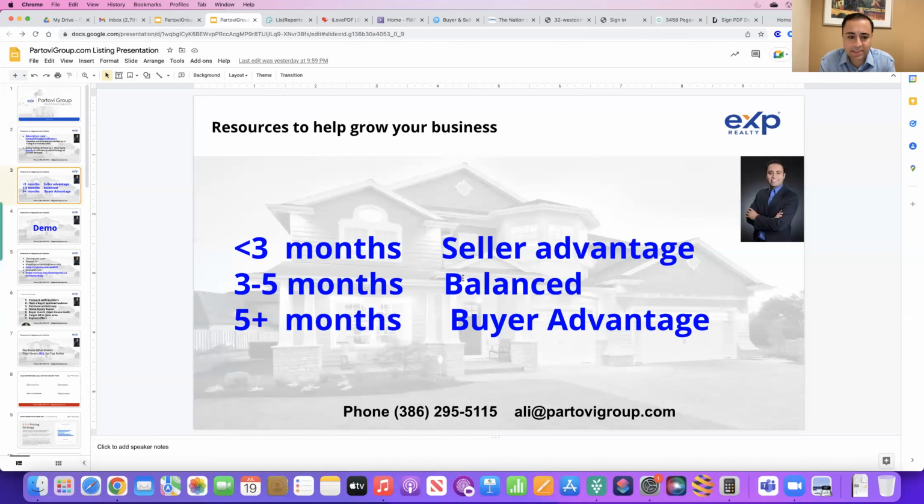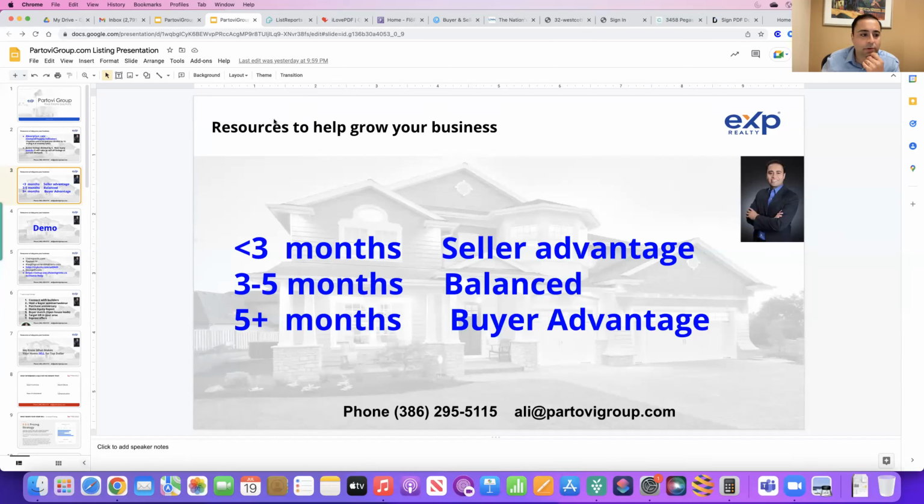So this slide here is a great one that I share when I go in on a listing appointment, because I want to set the stage so that they understand what absorption rate is. If it's less than 3 months, I consider that to be an advantage to the seller. It means demand is outpacing supply. 3 to 5 months absorption rate means it's a balanced market. Or 5 or more months, it's definitely a buyer market, which means that there is more supply than there is demand. Okay.